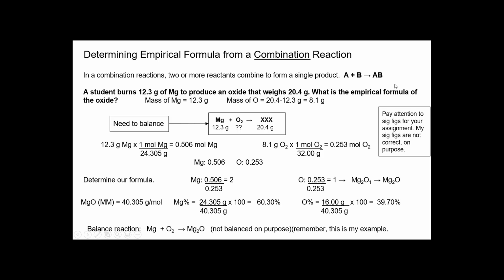Determine empirical formula from a combination reaction. In a combination reaction, we have 2 or more reactants, and they combine to form a single product. A student burns 12.3 grams of magnesium to produce an oxide. And when it says oxide, it means it's going to be a magnesium oxide that weighs 20.4 grams. What is the empirical formula of the oxide?